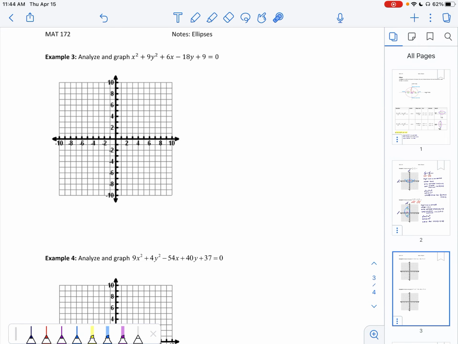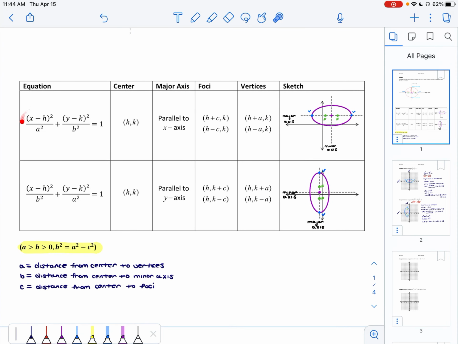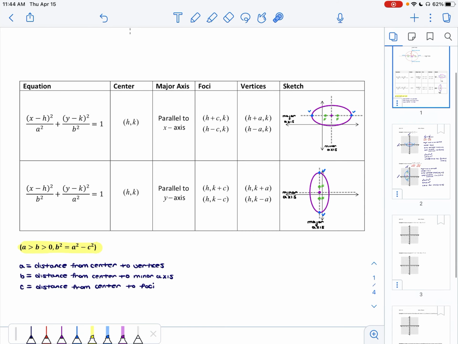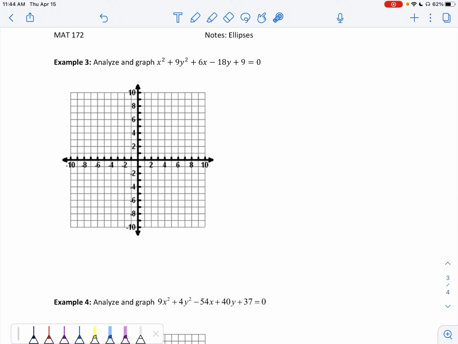We want our ellipses to be in the standard form that I showed you before, where we have the x minus h squared over a squared or b squared, y minus k squared over a squared or b squared is equal to 1. So in order to take the equation that we're given and put it in that standard form, we are once again going to have to complete the square, okay?